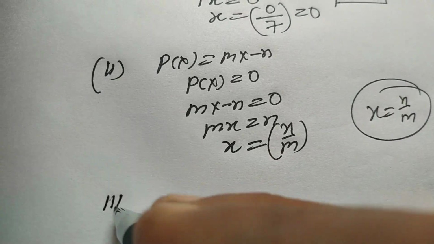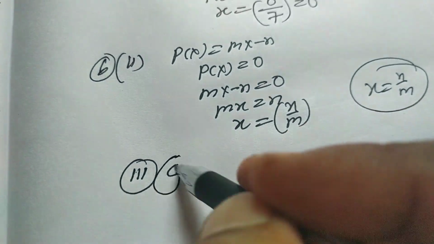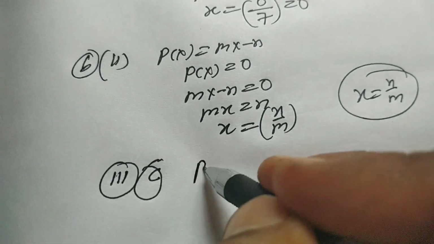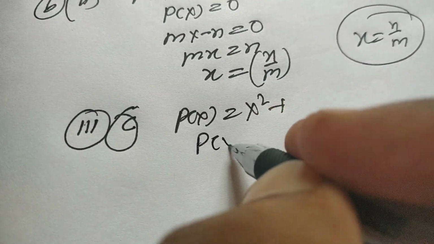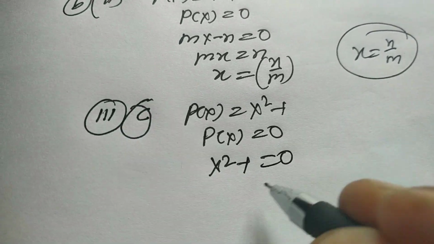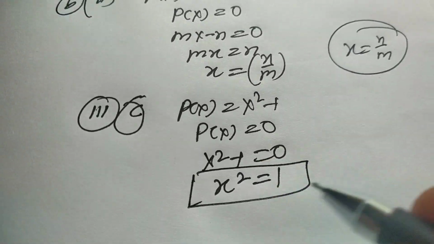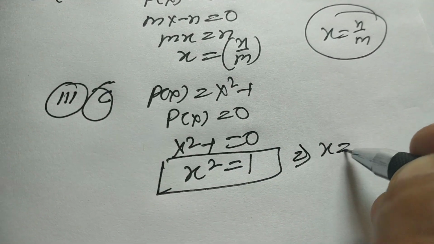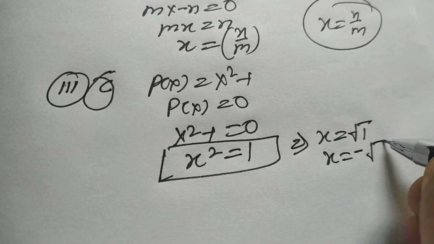And the last part, that is the third part, the C part. Basically this is C, and that is B part, and that is A part. Okay. The C part is p(x) is equal to x square minus 1. So that means p(x) is equal to 0. This implies that x square minus 1 is equal to 0. Then x square is equal to 1 on the right hand side. Now this implies that x is equal to root 1 and x is equal to minus root 1.